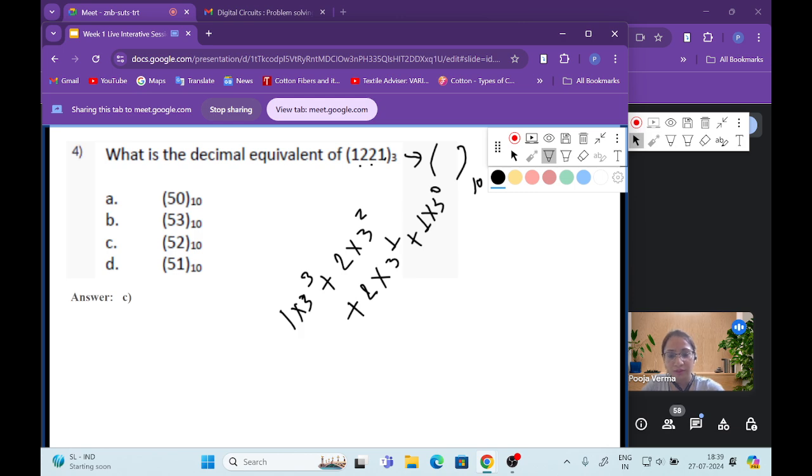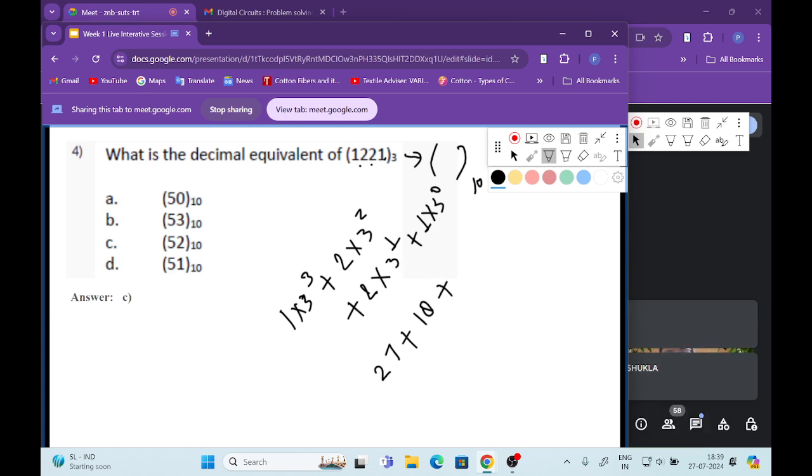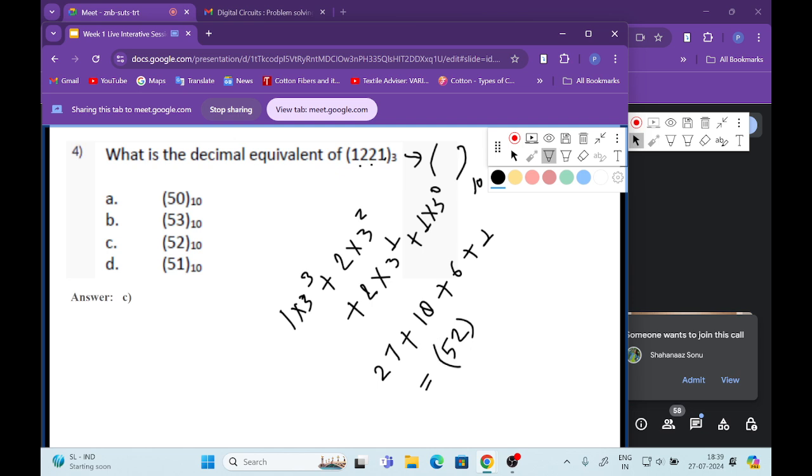So 3, 3, 3, 27 plus 9 into 2, 18, plus 3 to the power 1 is 3, 3 into 2 is 6. Here 3 to the power 0 is 1, so 1. Okay. So now if you add this, you will get 52. 52 in base 10. Okay. The correct option is C. C is the correct option.